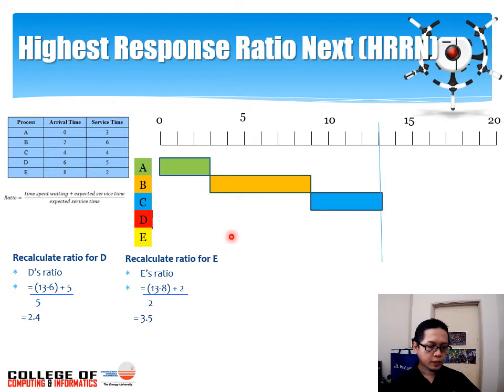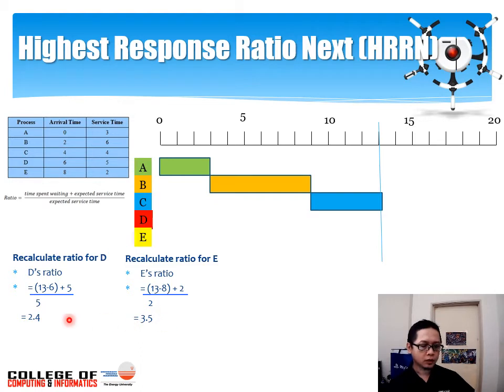Now, for process D and E next, the calculation will start considering that during the 13th millisecond, it will need to decide whether D or E will execute. So the real calculation you need to do is from the 13th millisecond. 13 minus 6, which is the arrival time, plus 5, which is the service time, divided by 5. Then you will get 2.4. And then for E, also the same. Begin from 13 minus 8, which is the arrival time for E, plus 2, which is the service time, divided by 2. Then you will get 3.5.